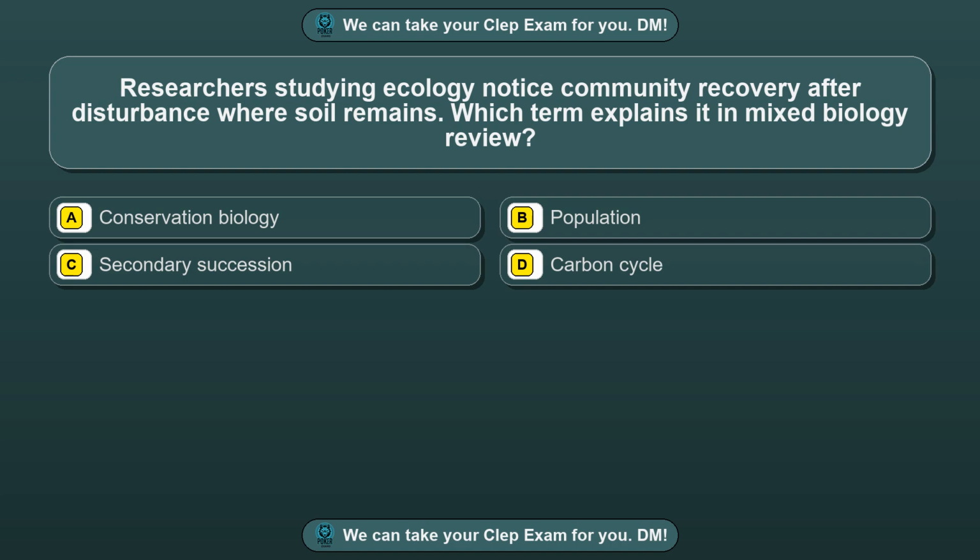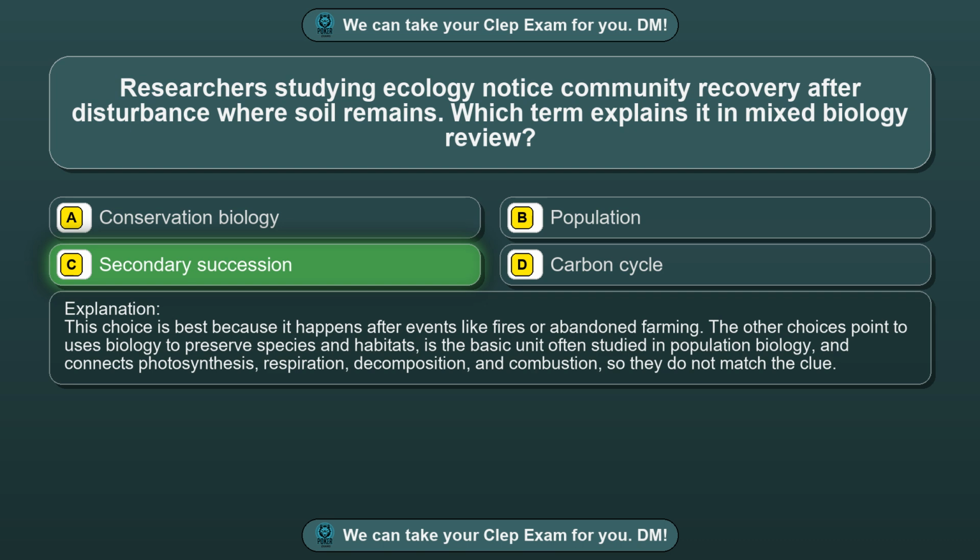Question 57. Researchers studying ecology notice community recovery after disturbance where soil remains. Which term explains it in mixed biology review? Option A, conservation biology. Option B, population. Option C, secondary succession. Option D, carbon cycle. The correct answer is option C, secondary succession. This choice is best because it happens after events like fires or abandoned farming. The other choices point to uses biology to preserve species and habitats, is the basic unit often studied in population biology, and connects photosynthesis, respiration, decomposition, and combustion, so they do not match the clue.